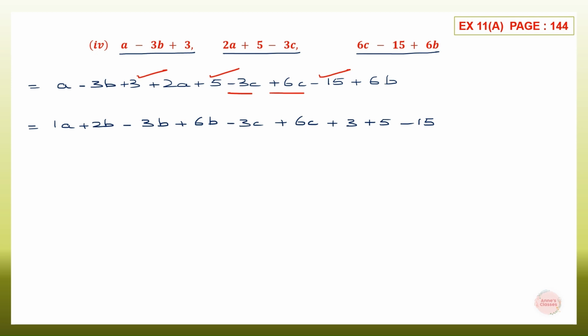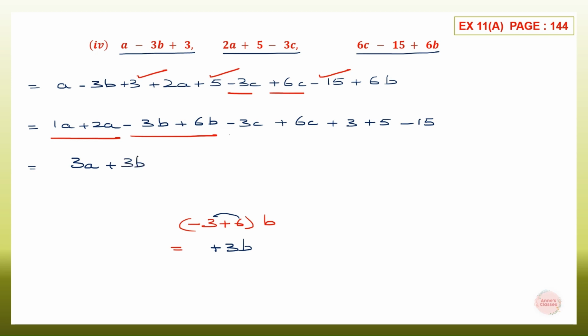Now let's work out what we have. Here we have 1a plus 2a. Add up the numbers: 1 plus 2 is 3, so 3a. Now let's go to the b's. Here we have minus 3b plus 6b. Look at the numbers, minus 3 plus 6. Signs are different, so put the sign of the bigger number and subtract, 6 minus 3. That will be 3b, so plus 3b.